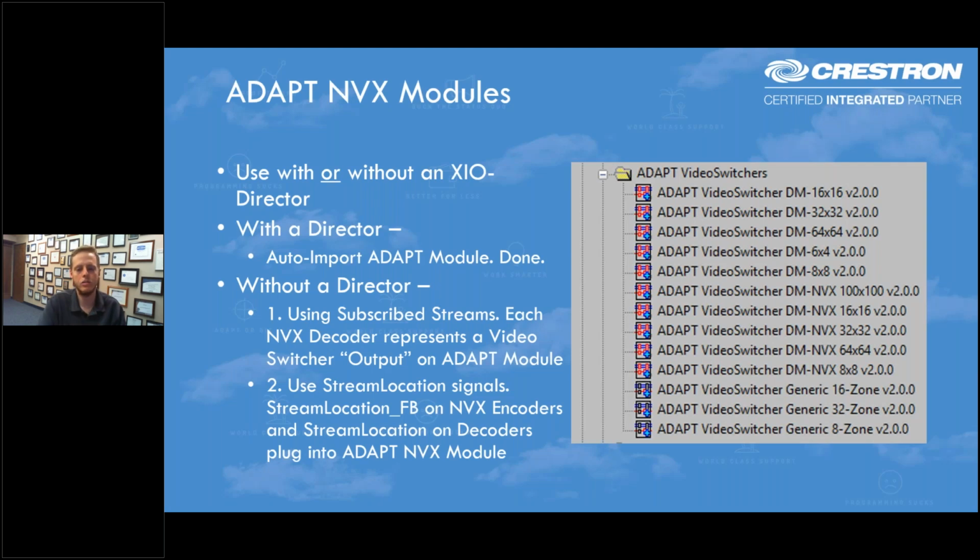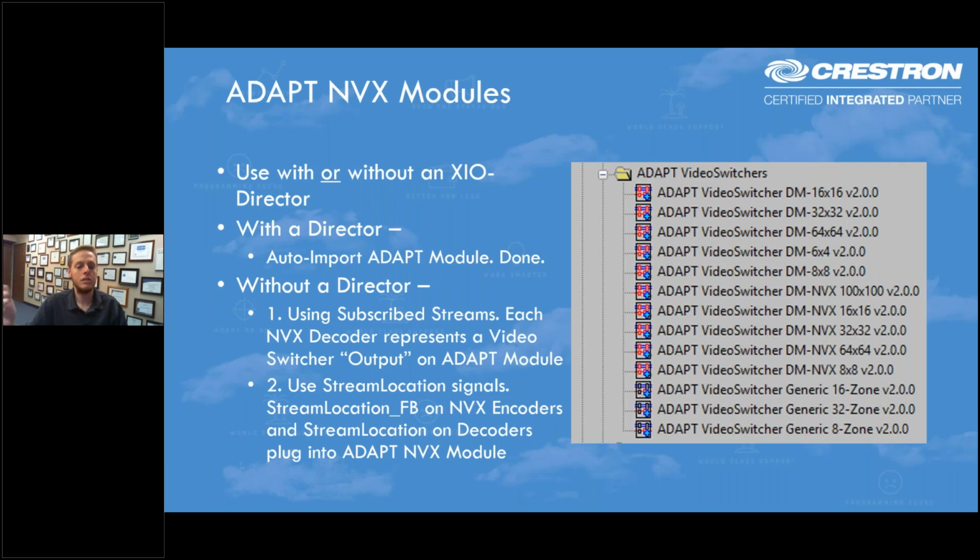The first way is essentially using the subscribed streams functionality that's built right into each NVX box. Essentially, you're going to treat each NVX decoder as if it's a separate video switcher output. The whole idea with an NVX system is we're treating it as a virtual switcher, right? We're treating it as a matrix, probably an unbalanced kind of matrix system, but it does still represent a virtual matrix. And so each decoder is going to represent a video switcher output as far as your Adapt module.